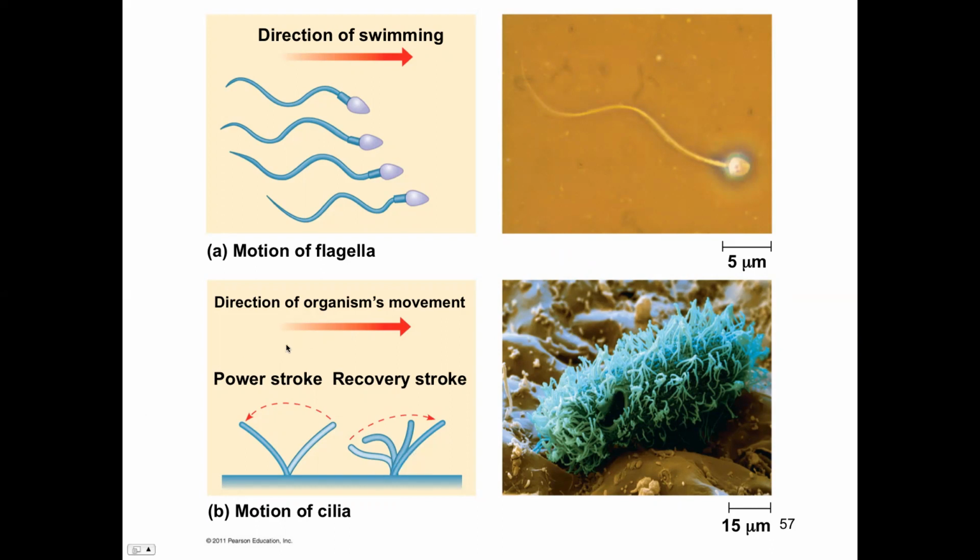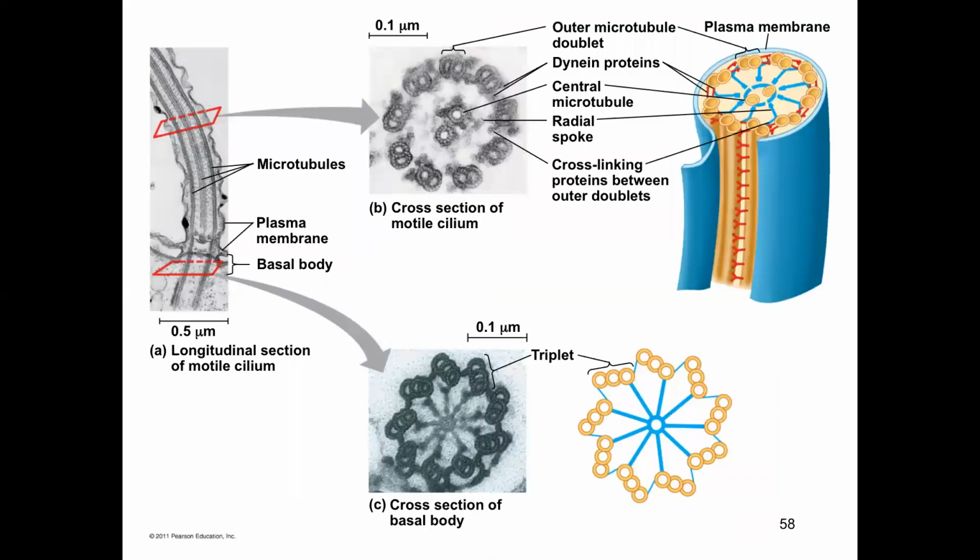Here it says the direction of organisms' movement, so it was a bacterium. But in the human body, the cilia are going to be beating to move things along the surface, okay? Such as the lining of the respiratory tract. And these things are cellular appendages, the flagella and cilia, that have tubulin inside, okay? So how does that work?